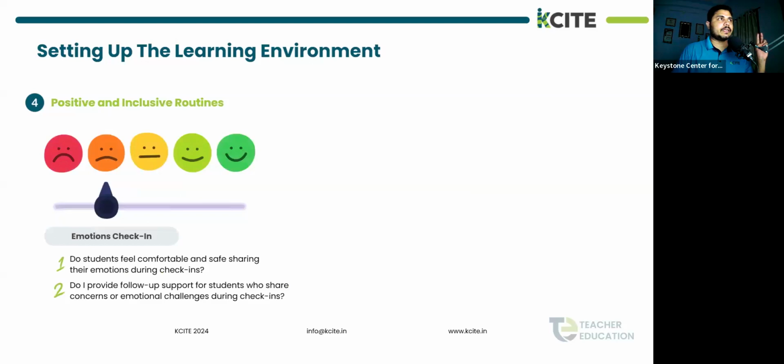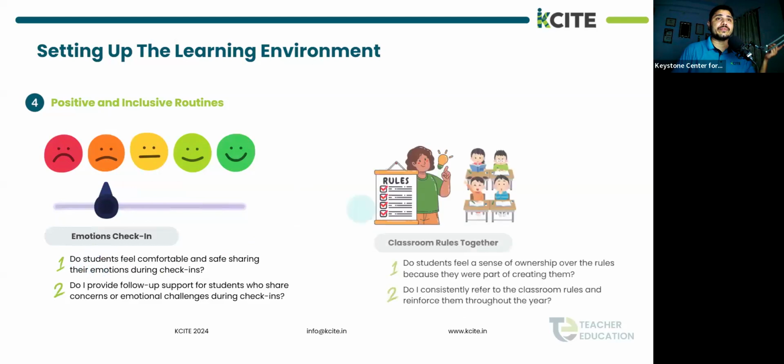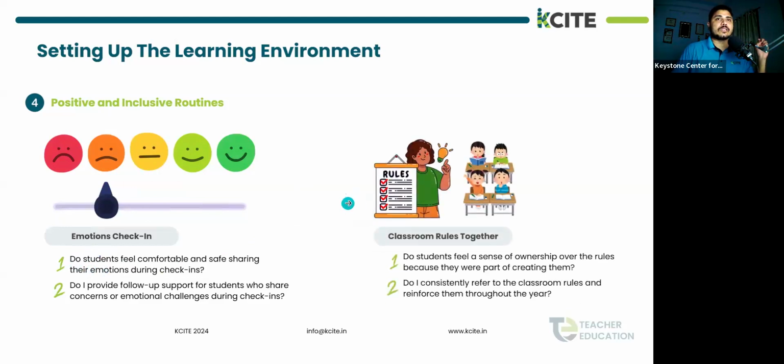Now, the next important thing is positive and inclusive routines. Whatever routines we have in the class, not just students coming to the classroom and going back every time. So emotional check-in, and there are so many other things that you can do, and these can be a part of their regular routine. Classroom rules together.